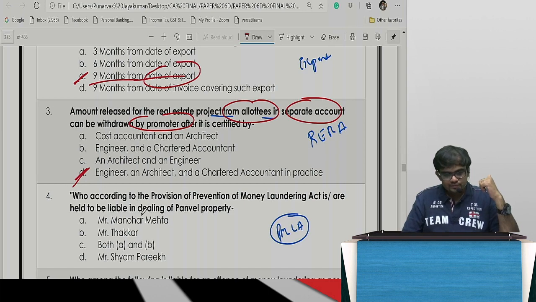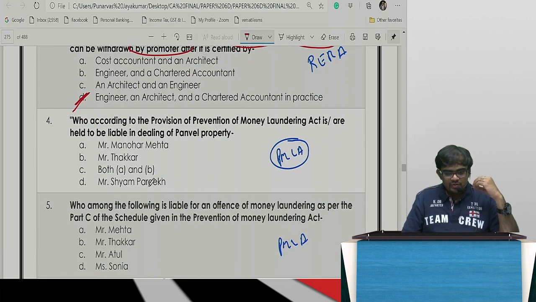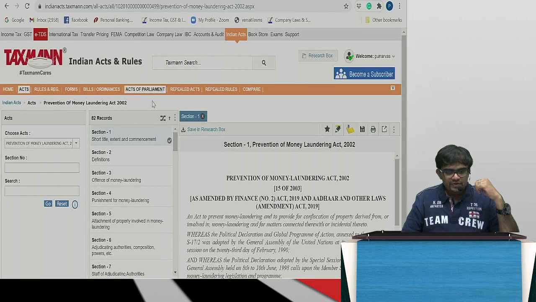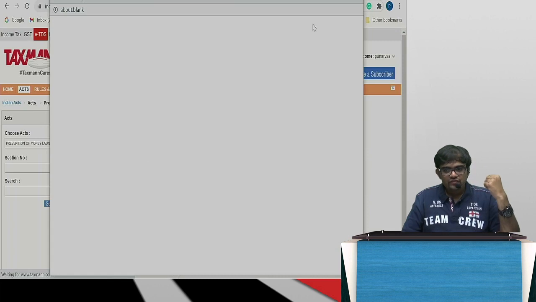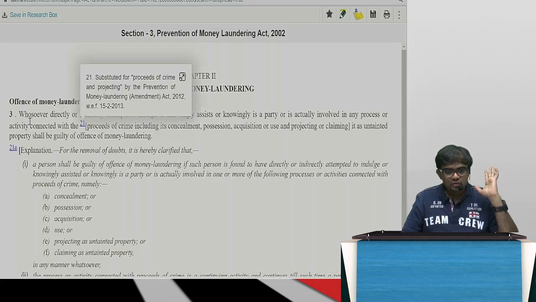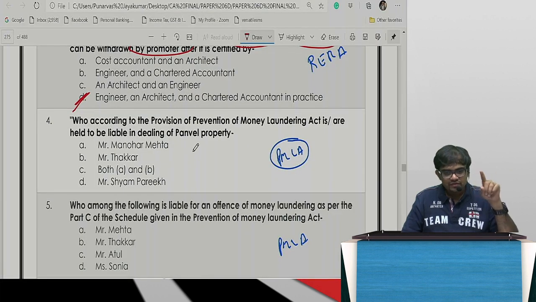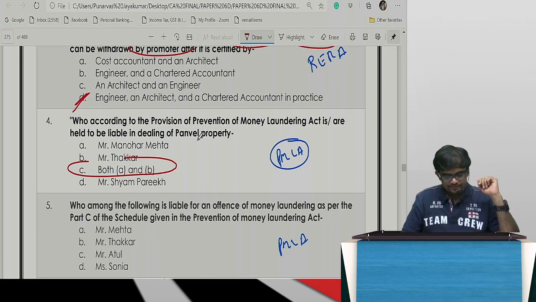Very simple. Who, according to the provisions of PMLA, shall be liable for dealing? Manohar Mehta and Mr. Thakur. So who will be the one here? If you see under the Prevention of Money Laundering Act, section 3, offense of money laundering, we have seen that whosoever directly or indirectly, knowingly assists or is a party involved in the process. So here both of them are involved in the process, not just Manohar Mehta, but also Thakur, because all the cash dealings and all were done. So it is option number C.